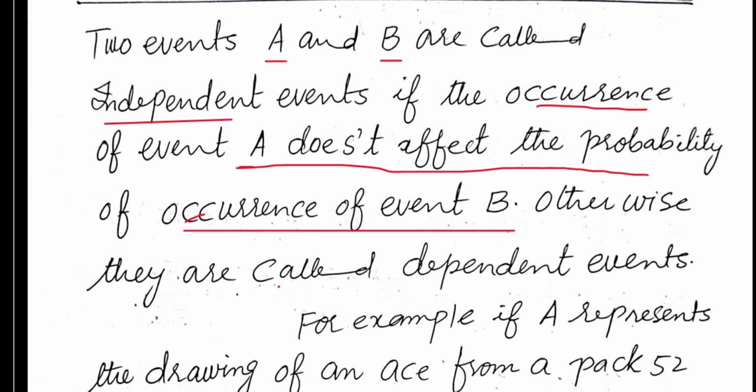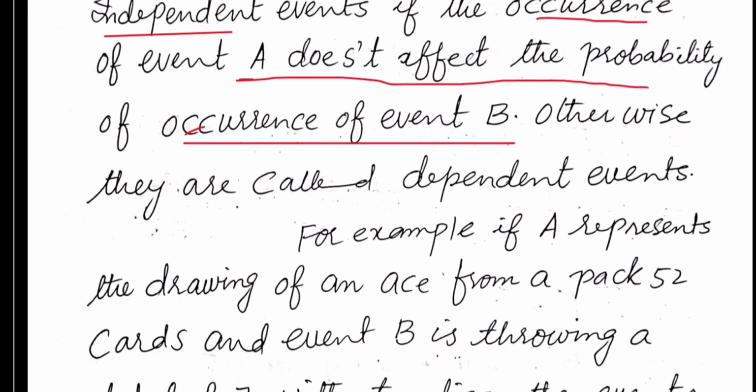Otherwise, they are called dependent events. If the occurrence of event A affects the occurrence of event B, it means they are dependent events. We elaborate this concept by using a simple example.